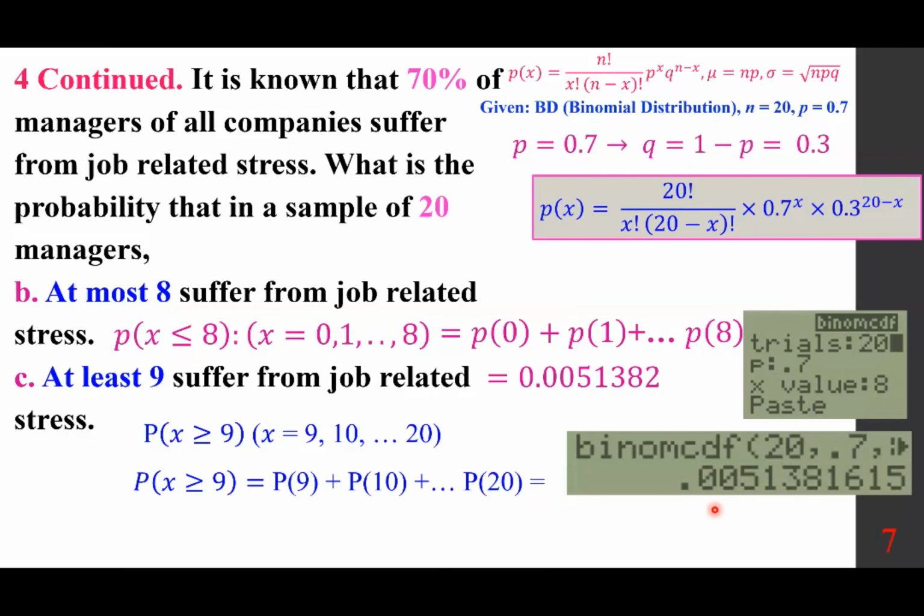And the way to calculate this, you may recognize this is the same as saying 1 minus part b. 1 minus the probability of x is less than or equal to 8. Because this starts from 9 and goes to 20, and this starts from 0 and goes to 8. So 1 minus that, those are the complementary events. Subtract this number from 1, and there you have it.